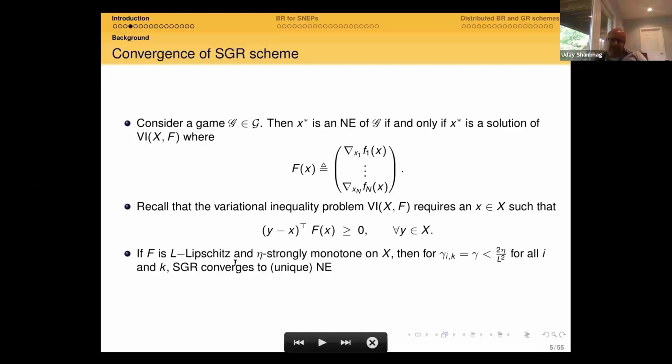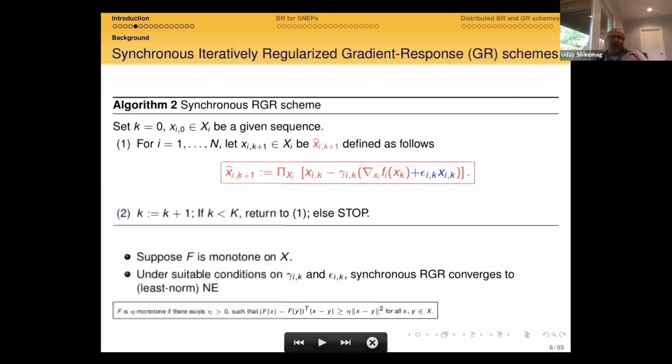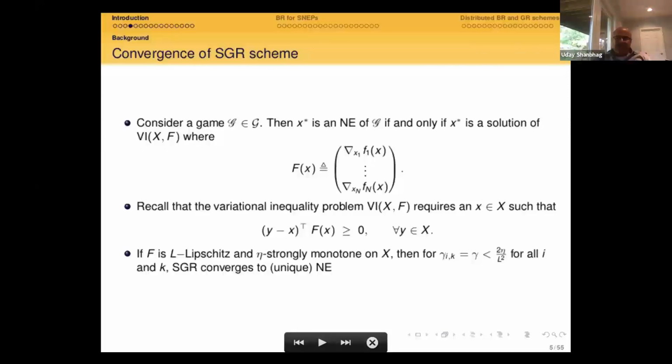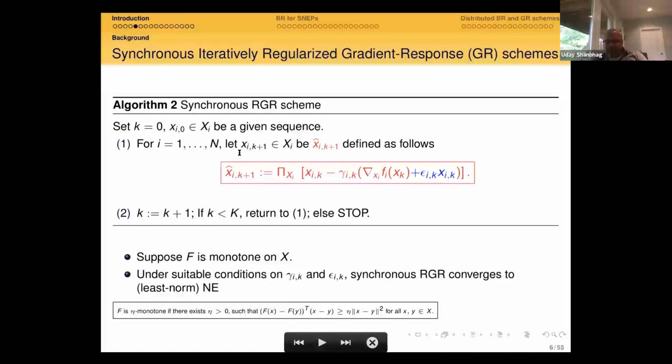So if F is L-Lipschitz and eta-strongly monotone, then by picking a gamma that is sufficiently small, the synchronous gradient response scheme converges to the unique Nash equilibrium. Okay, so here's one candidate result. Okay. So here's our first extension to the gradient response scheme.